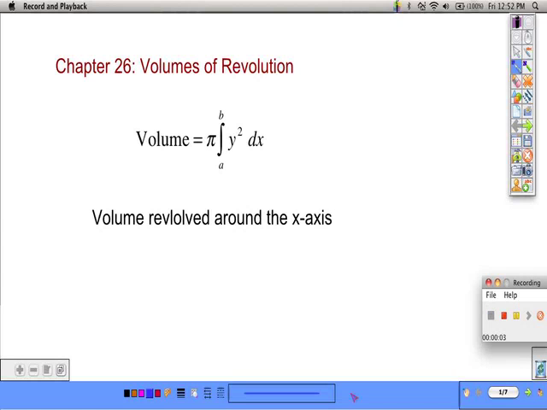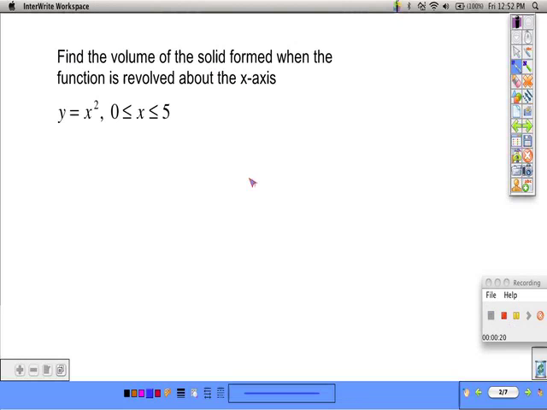Chapter 26 deals with volumes and their relationship to a function being revolved around the axes. And we can find the volume by this definite integral, pi times the integral of the function squared with respect to x. So we want this volume. We take pi times the integral from 0 to 5 of our function squared with respect to x.